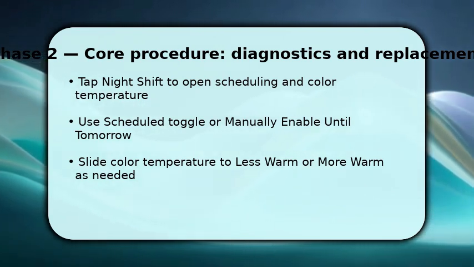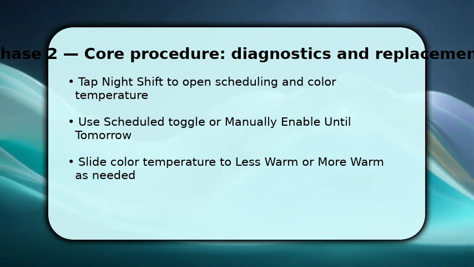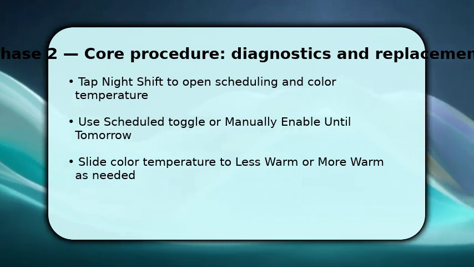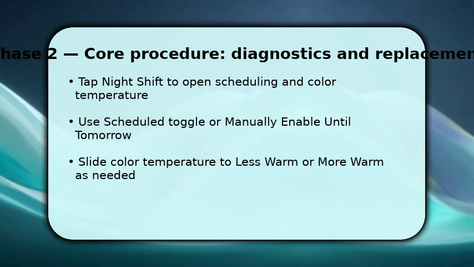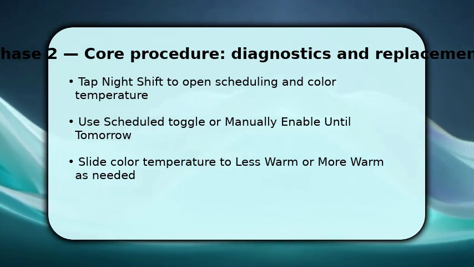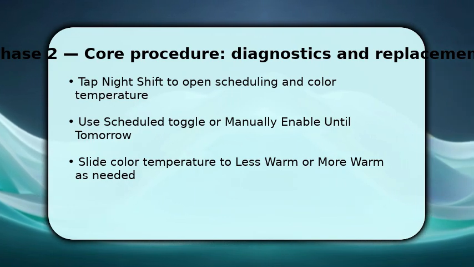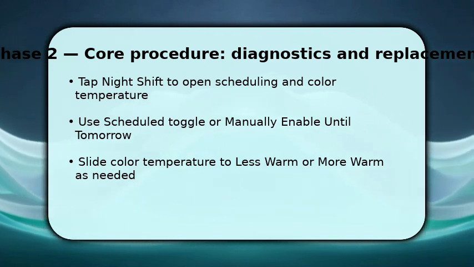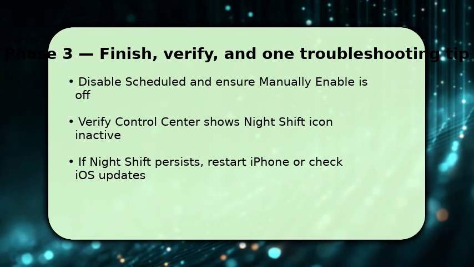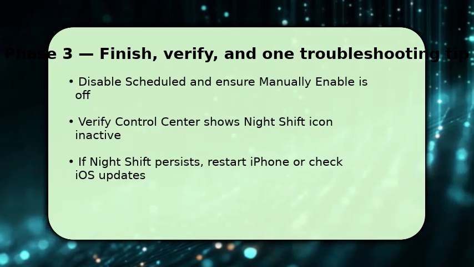Once done, scheduled times let Night Shift start automatically. Make sure the start and end times match your sleep needs so it won't turn on unexpectedly. To fully turn Night Shift off, switch off Scheduled and ensure Manually Enable until tomorrow is not active. This stops automatic and temporary activation.